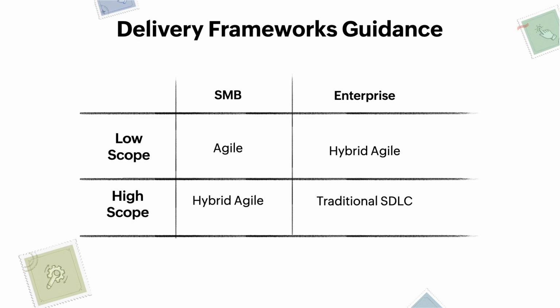And then on the other side of things, for high scope small business, we want more of that hybrid agile, because it's a big project, and we want to be able to do it in small chunks. And then the final one, enterprise high scope, is that traditional software development lifecycle.